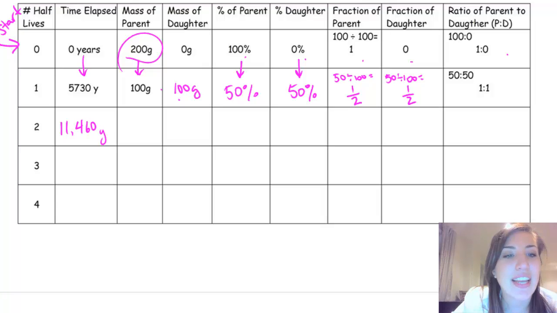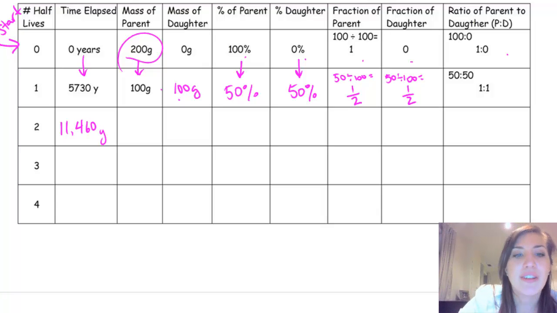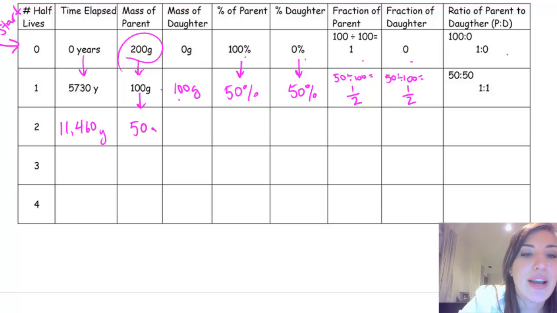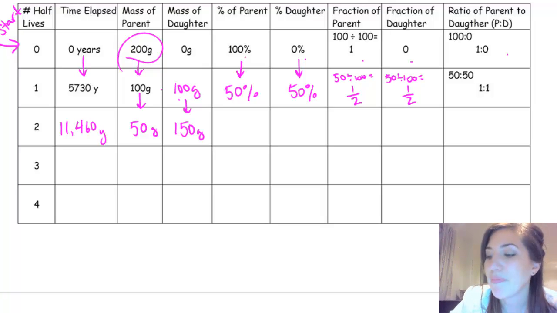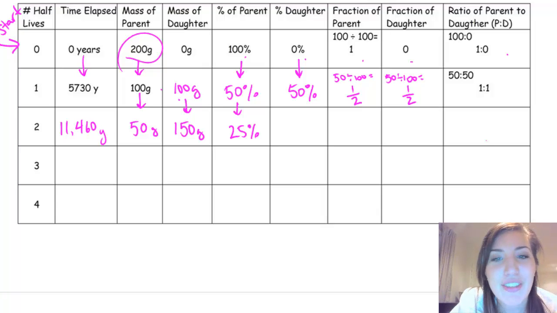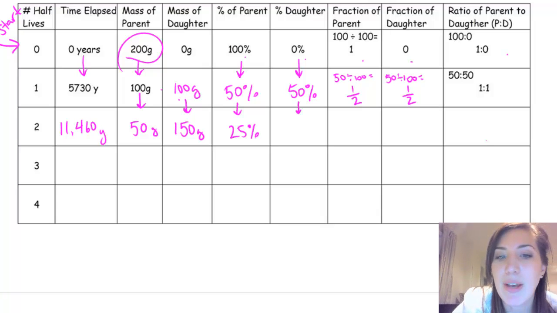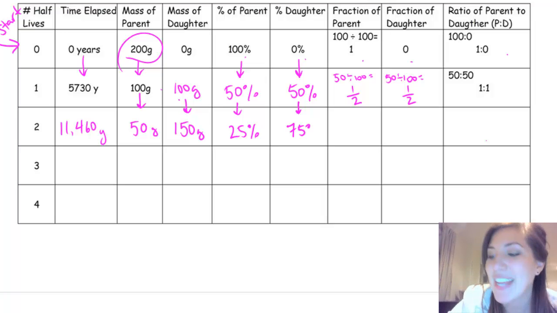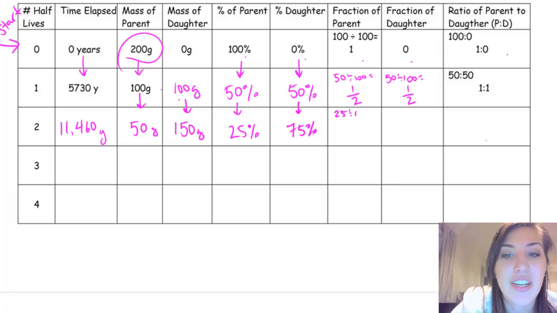So now let's look at the second half-life. The mass of the parent, 100, has gone down by half, so now we have 50 grams. The daughter has increased that extra 50, so now it's 150 grams. The percentage of the parent goes down by half, so now we have 25%. The percent of the daughter goes up that same amount, so now we have 75%. Now the fraction of the parent is 25 of 100, and that fraction is 1/4.